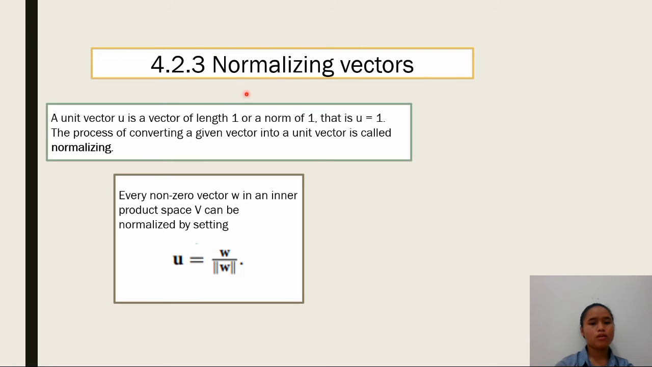This is normalizing a vector. A unit vector U is a vector of length 1, or a norm of 1, that is, the norm of U equals 1. The process of converting a given vector into a unit vector is called normalizing. So every non-zero vector W in an inner product space V can be normalized by setting the formula.